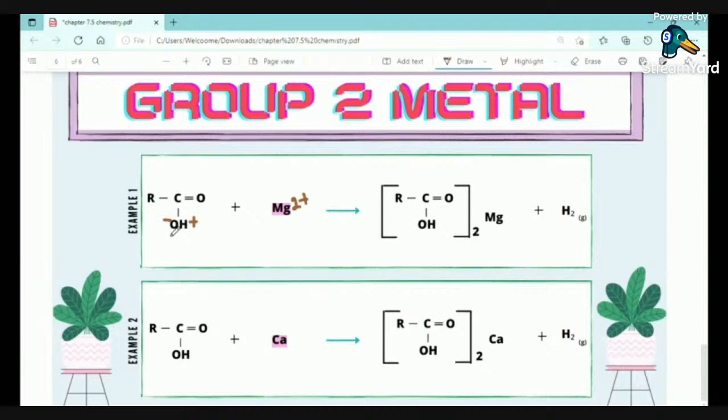How many O minus I need? I will need 2 O minus to balance off with the 2 positive. That's why yang ni tak berubah, cumanya kita kena ada 2 untuk bonded dengan 1 magnesium, and byproduct that you found would be hydrogen gas. Okay, understand? This example is the same like example 1, so I don't need to explain anymore.